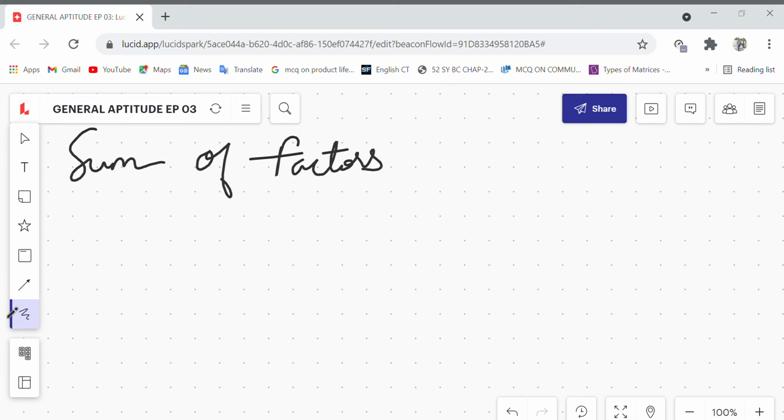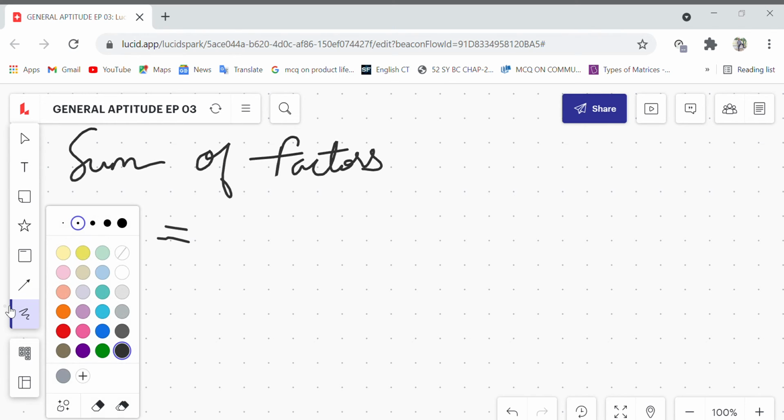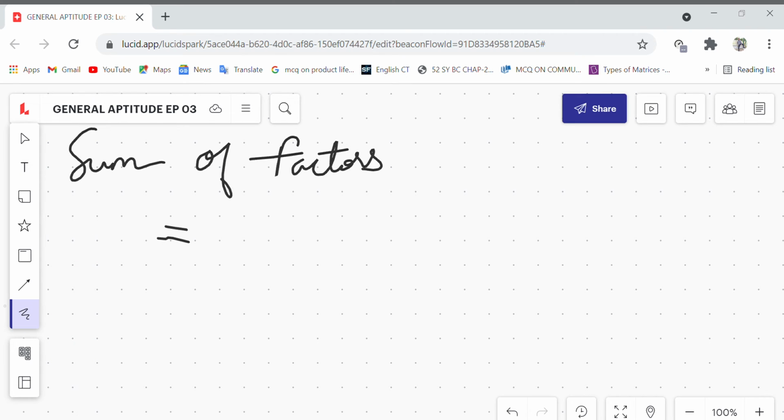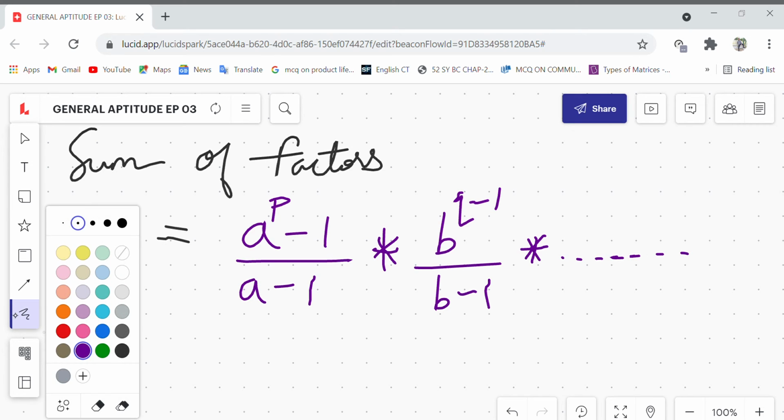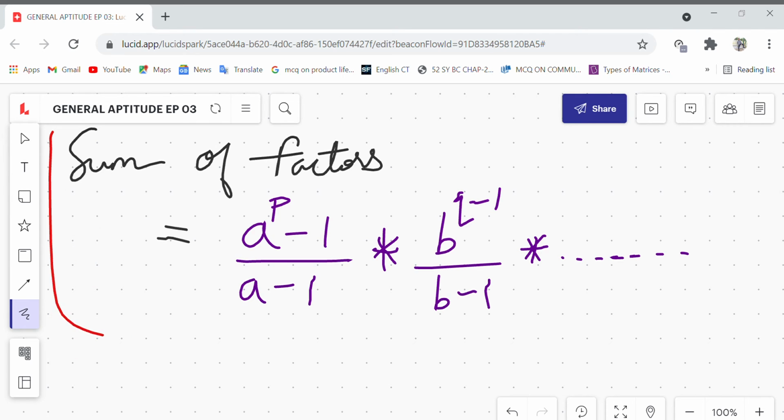Sum of factors equal to a to the power p minus 1 divided by a minus 1, into b to the power q minus 1 divided by b minus 1, into dot dot dot. This is also one of the formulas.